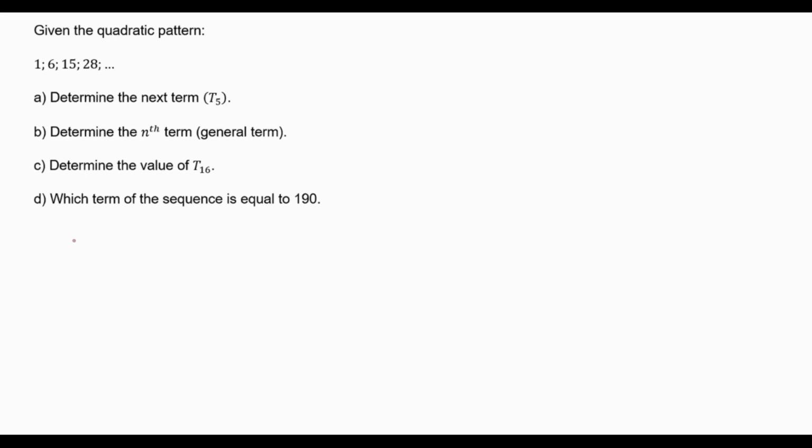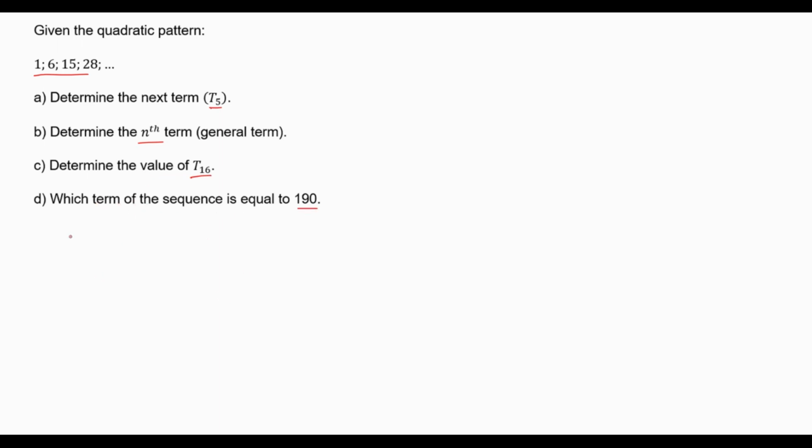Welcome back. We're still revising quadratic sequences. Given the quadratic pattern, determine the next term, which is T5. Then determine the nth term, which is the general term. Then find the value of T16. And then which term of the sequence is equal to 190.